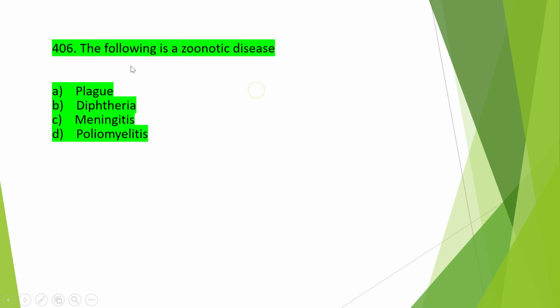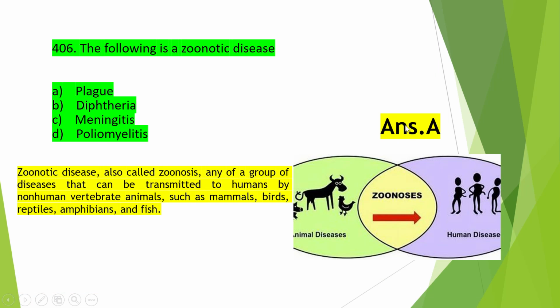Next one: the following is a zoonotic disease: plague, diphtheria, meningitis or poliomyelitis, and the right one is option A, that is plague. So what is a zoonotic disease? A zoonotic disease, also called zoonosis, is any of a group of diseases that can be transmitted to humans by non-human vertebrate animals such as mammals, birds, reptiles, amphibians and fish. So zoonotic disease is transferred from animals to humans.